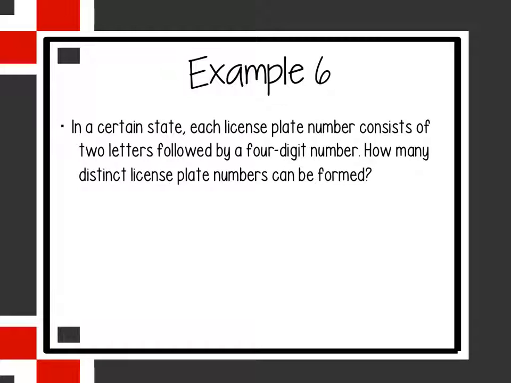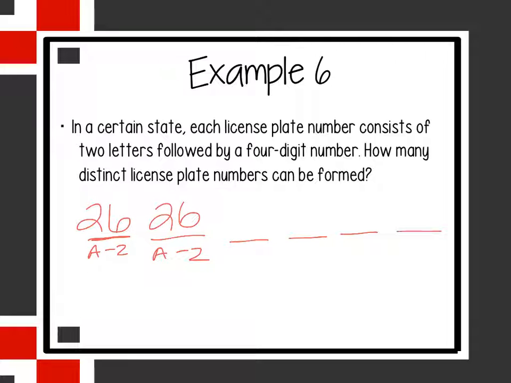All right, this one says, in a certain state, each license plate number consists of 2 letters followed by a 4-digit number. How many distinct license plate numbers can be formed? All right, so I've got 2 letters. First one is a letter A through Z. The next one is a letter A through Z. And then a 4-digit number. How many letters are there in A through Z? 26, which means there's 26 to pull from the first time. Does it say a letter can't repeat? No. So how many letters are there the second time? 26. And then I need a 4-digit number.